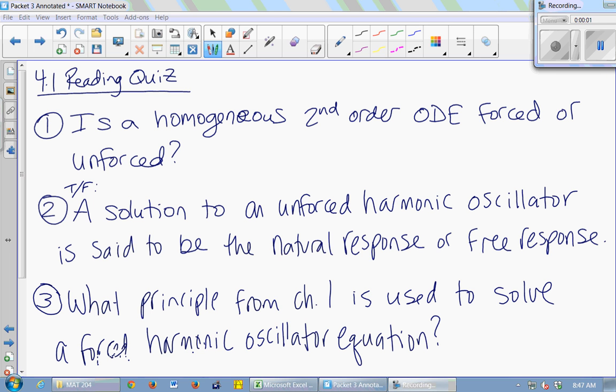ODE, forced or unforced? Unforced. The homogeneous part means that there's no forcing function. Okay, so this is unforced. True or false, a solution to an unforced harmonic oscillator is said to be the natural response or the free response. True. That is also called sometimes the steady state response. No, just kidding. The steady state response is the other thing.